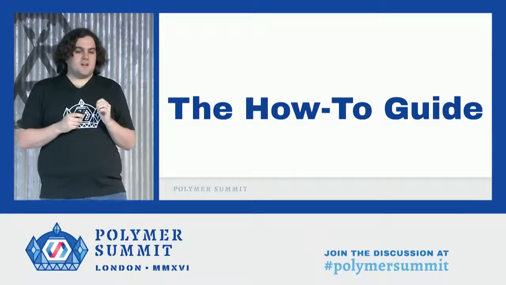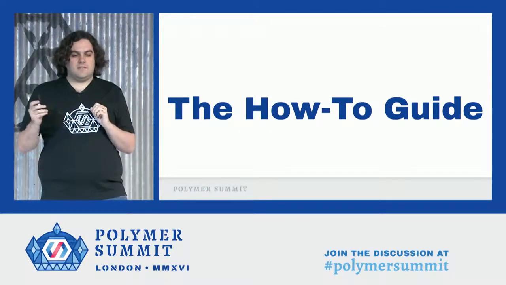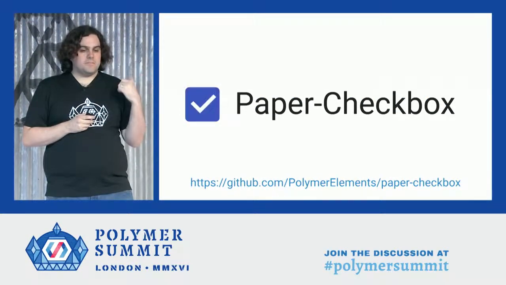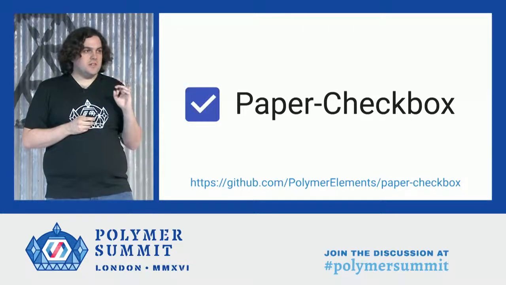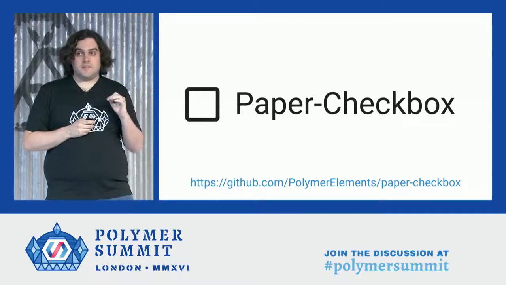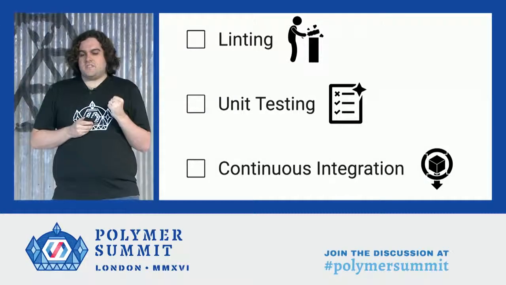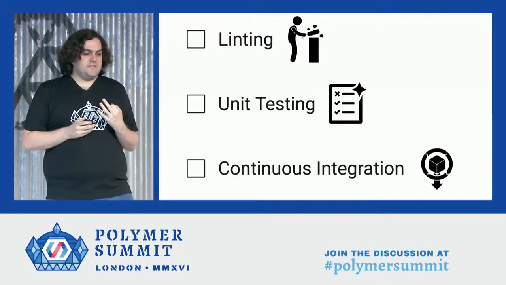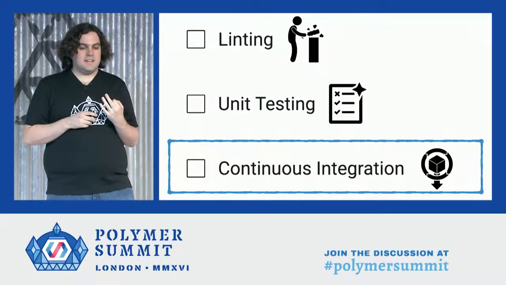And since there's so much to talk about today, I've condensed it for you into this easy how-to guide. And as a part of this guide, we'll be taking a look at Paper Checkbox. That link at the bottom will take you to the repository, so you can get a good look at the tools we use on our production-ready elements. And the main focus of this guide is really about testing, and in particular, these 3 areas of testing: linting, unit testing, and continuous integration.